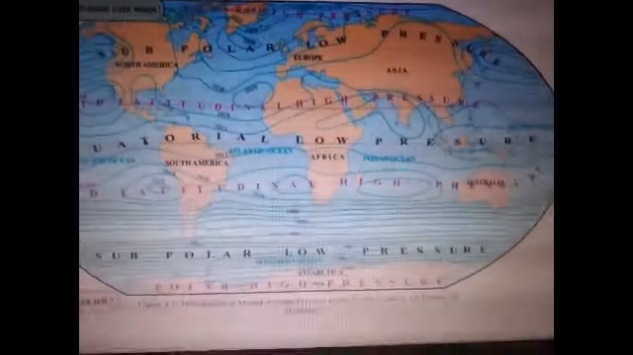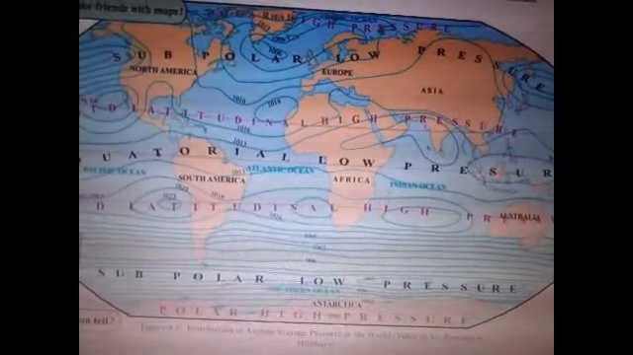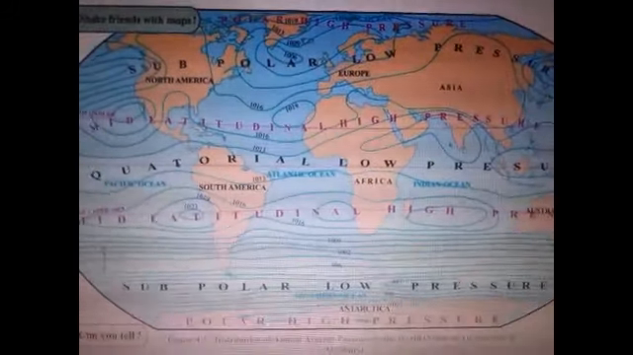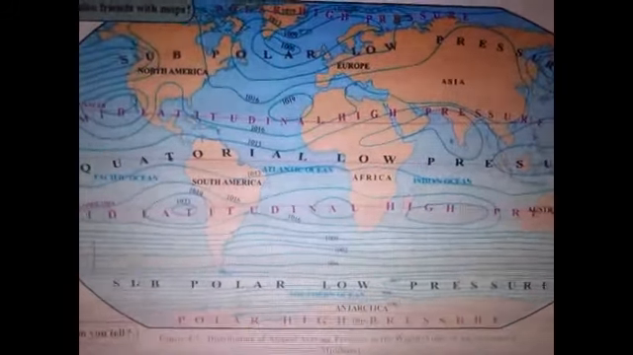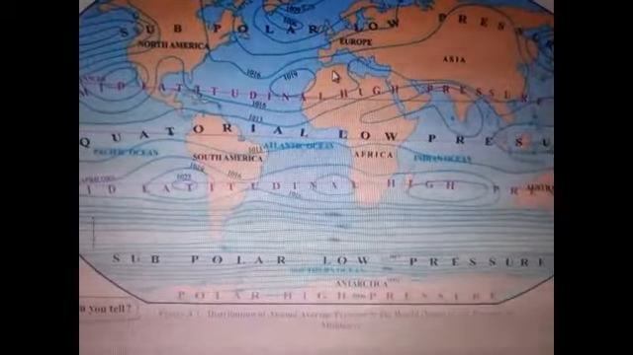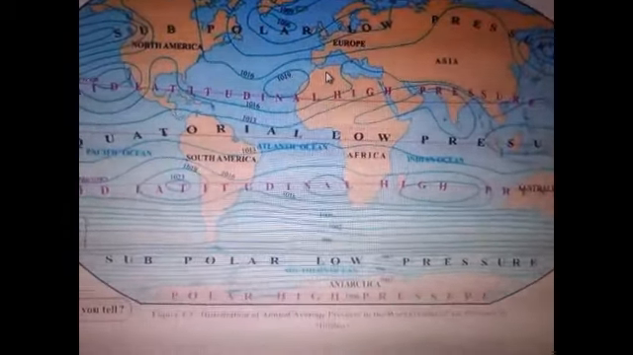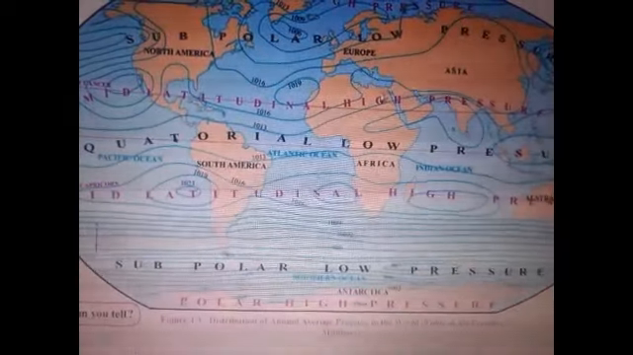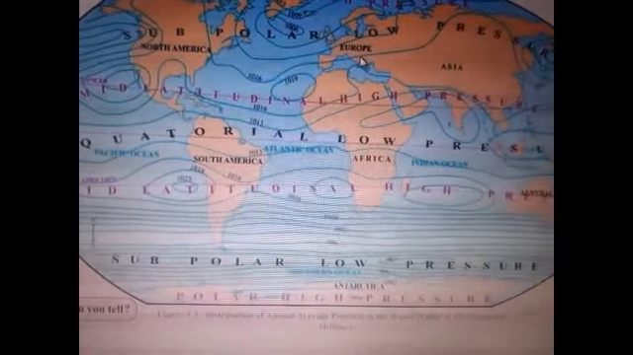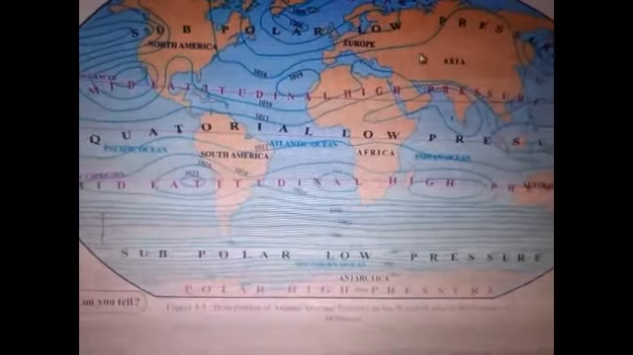Students, you can observe that the isobars are forming a circular path somewhere. You can see here, right? This circular path is there, round. It shows that the air pressure is the same throughout Asia.